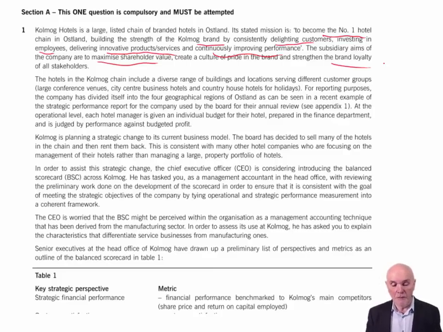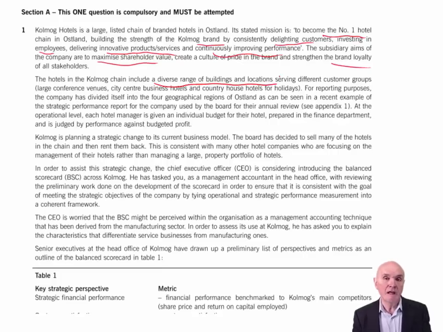The hotels of the Kolmog chain include a diverse range of buildings and locations serving different customer groups: large conferences, city centre businesses, country house hotels for holidays. Now there's quite a bit of detail given here. There's a diverse range of buildings and locations. There are many different hotels here, and it may be important if you were the managing director, the CEO of this organisation, you might expect, in a way, different performance from different sorts of hotels.